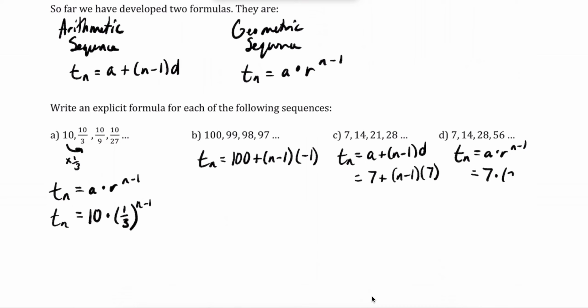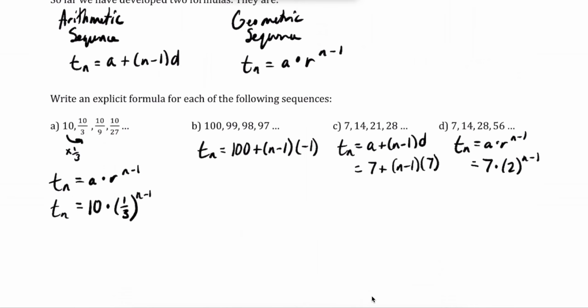And in this case, I'm multiplying times 2 each time. So 7 times 2 to the power of n minus 1. Don't get caught up in this and think that you can make this 14. You have to follow order of operation. So you have to raise 2 to the power of n minus 1 before you can multiply it by 7. So just leave it in that form.